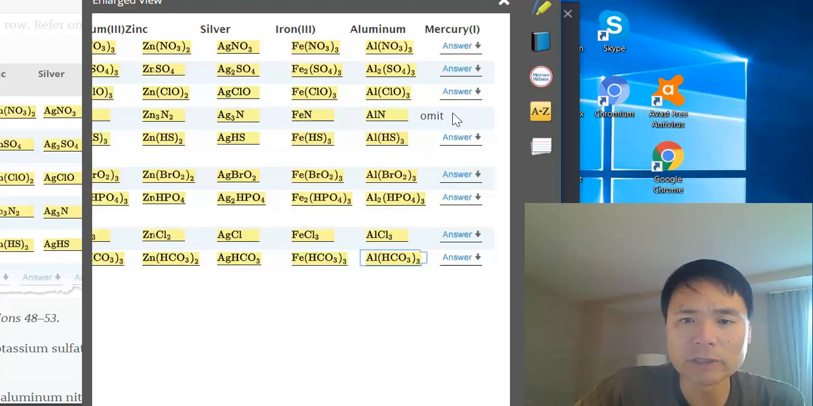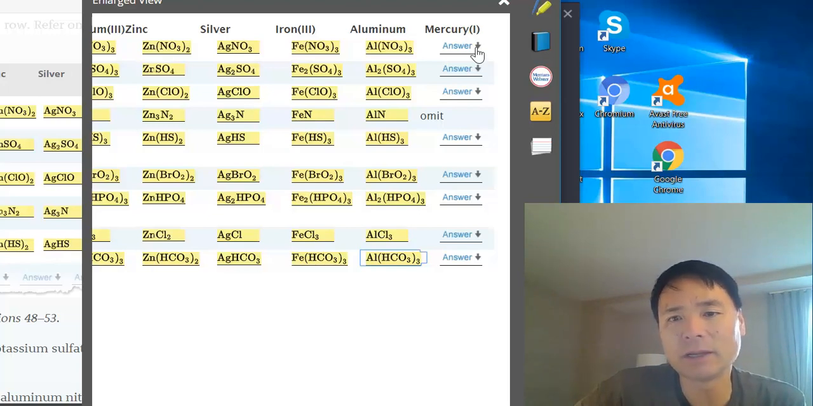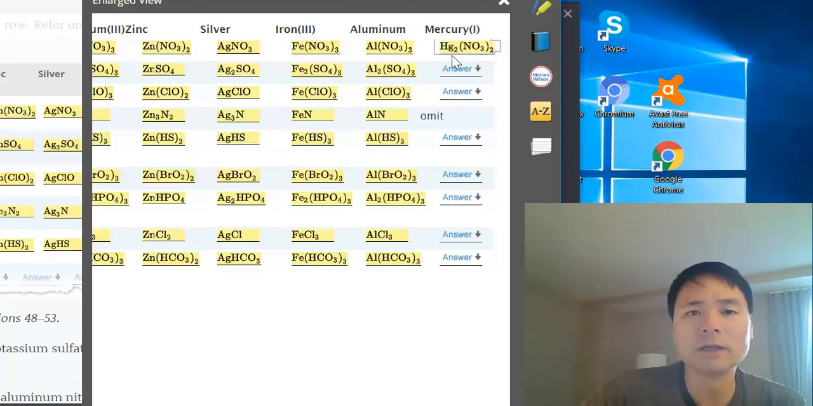Okay, mercury 1. Mercury 1 is Hg2, 2+. It's a diatomic ion. So Hg2 2+, so it's a 2+. If it's 2+, it's like zinc over here, except we do Hg2, and then we would have to do the parentheses, NO3, taken twice. So Hg2, we can't simplify this to 1 to 1 here, because it's a diatomic ion. And so it's a 2-2 ratio, we gotta leave it as 2-2. We can't simplify it to 1, 1 again.